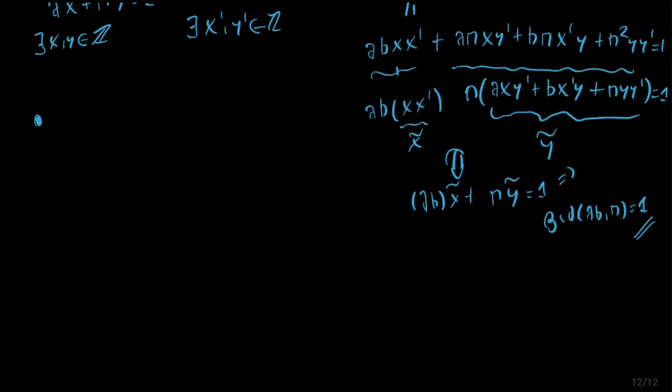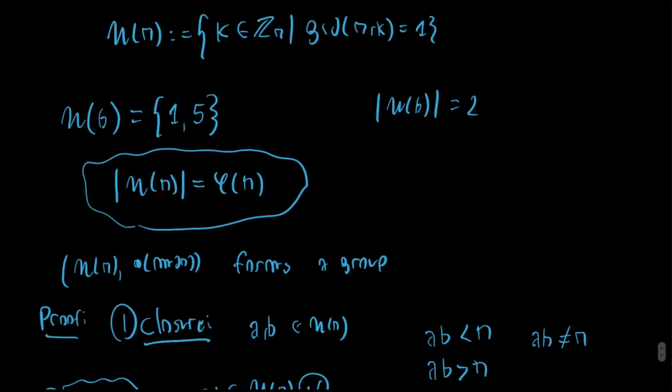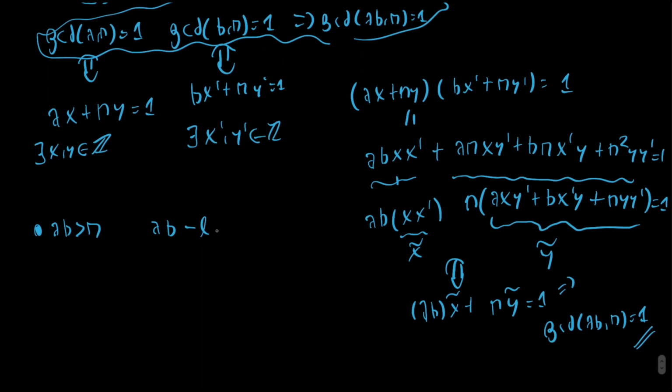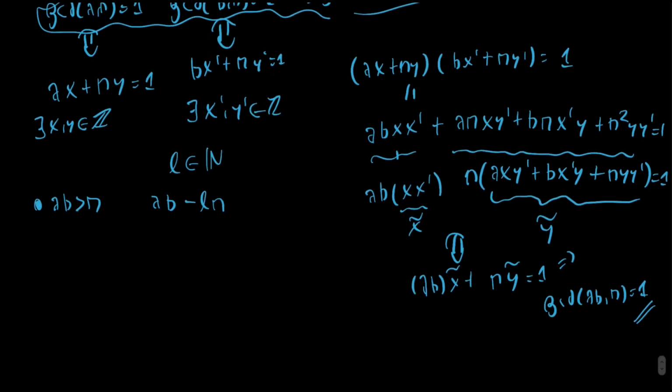Now for the other case, a times b is greater than n. First of all, we will satisfy one of the two requirements in order to get inside U of n, and that is, let's restrict to the positive integers less than n. How can we do that? We can do that by subtracting a multiple of n, so we can call it L times n, where L is a natural number. So ab minus Ln will be less than n. And now that we have one of the two requirements satisfied, we want to prove that the GCD of ab minus Ln with n is 1.